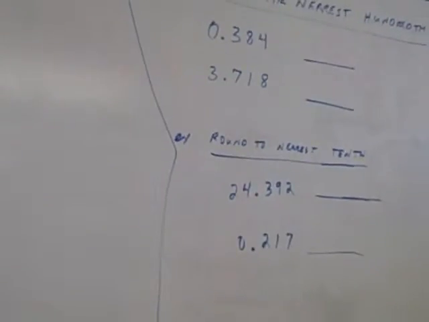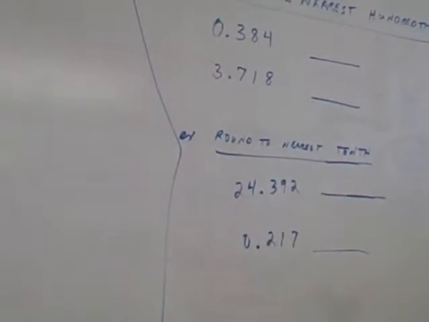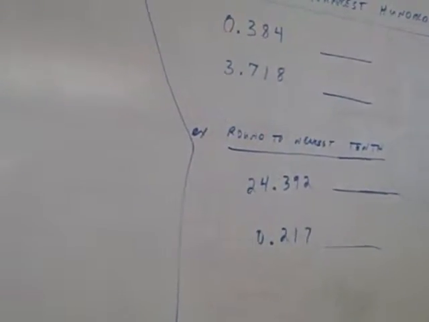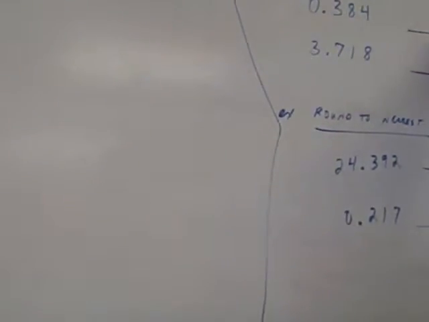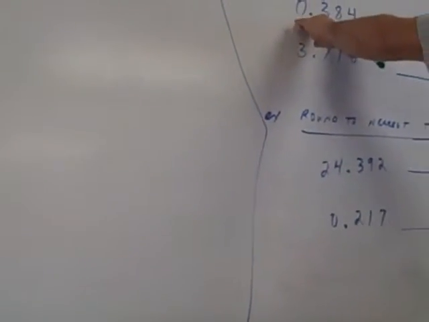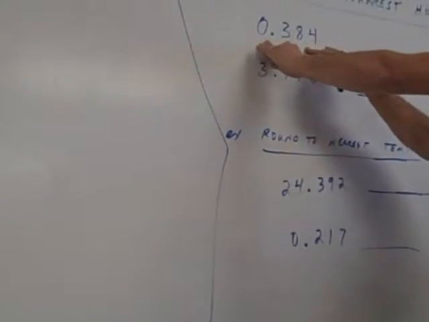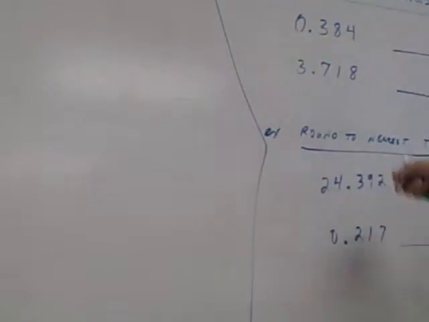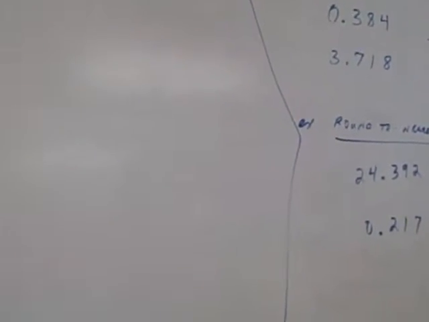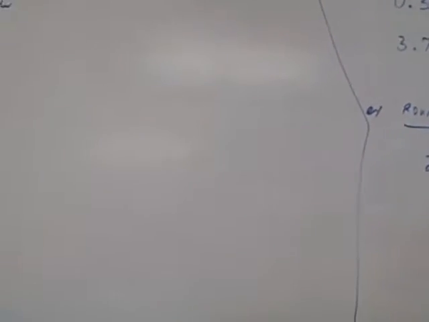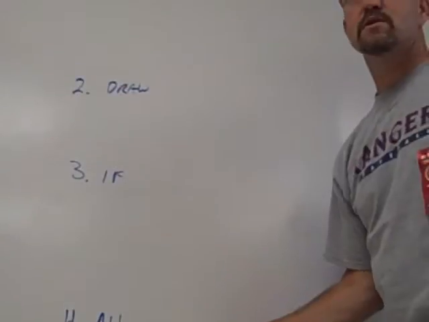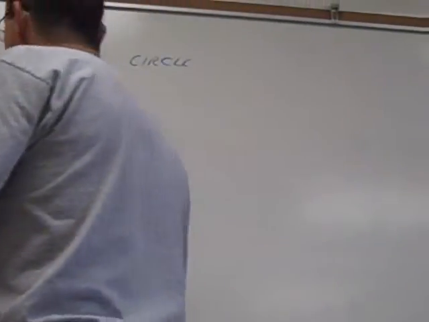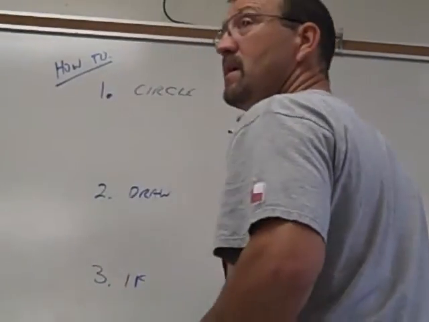The how-to. How do we round to the nearest hundredth when we're given 384 thousandths, or 0.384? Here's the how-to. Everybody, we're going to do this first one as we write our notes. It's going to be nice and slow. Here we go.